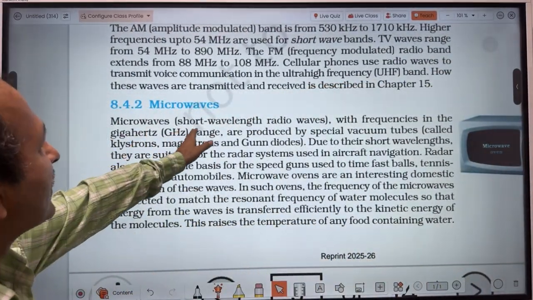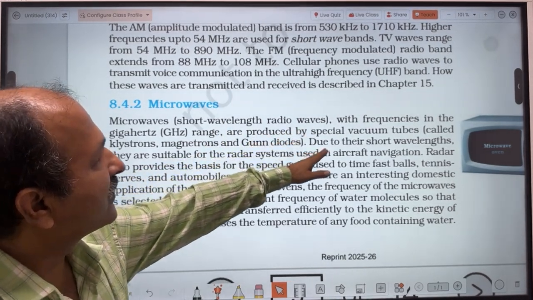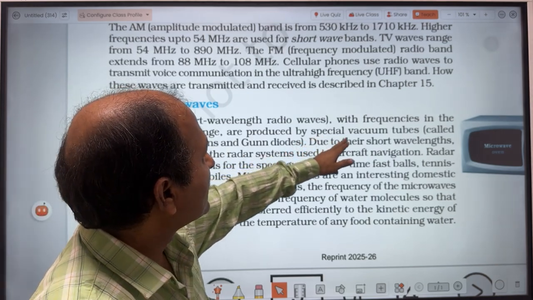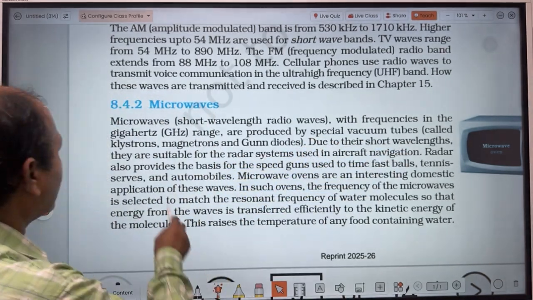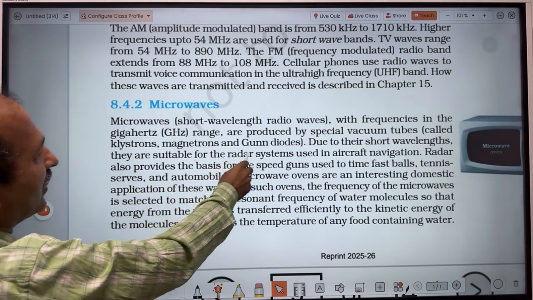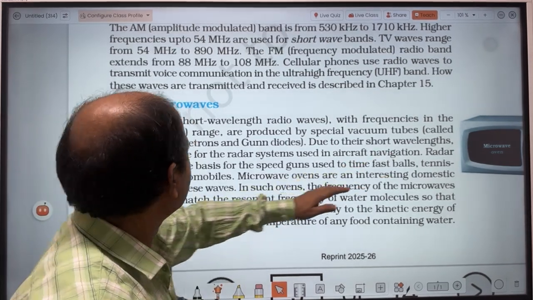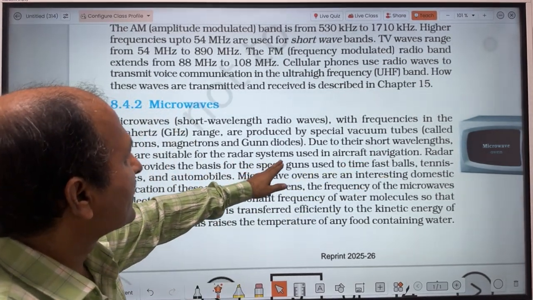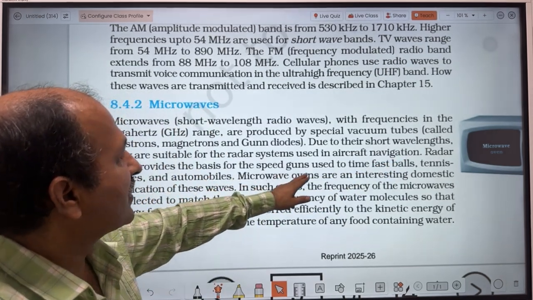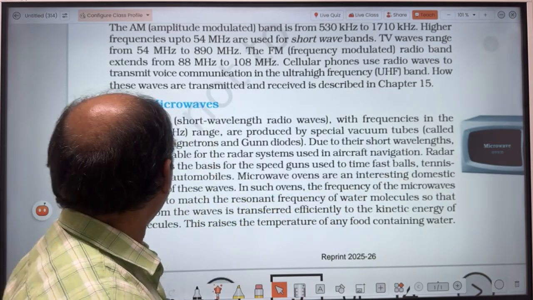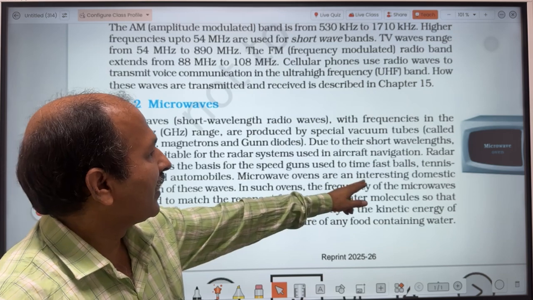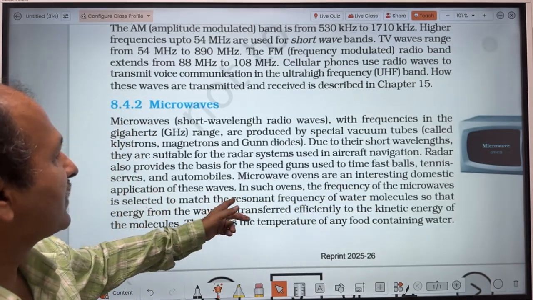Then come microwaves. Microwaves, like short wavelength radio waves with frequencies in the gigahertz range, are produced by special vacuum tubes called klystron. You should remember this point: microwaves are produced by klystron, magnetron, and gun diodes. Due to their short wavelengths, they are suitable for the radar system used in aircraft navigation. Radar also provides the basis for the speed guns used to time fast balls, tennis serves, and automobiles. Microwave ovens are an interesting domestic application of these waves.